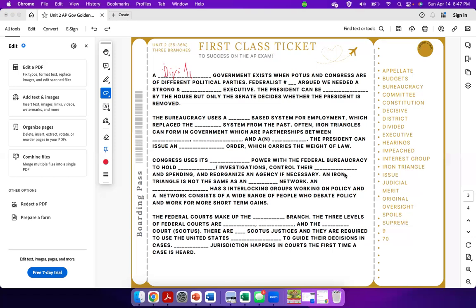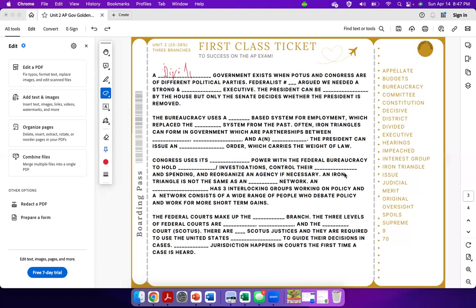Okay. So again, oversight power means that Congress sets the budget. Think of Congress as your manager at work. If they're unhappy with the way you're doing something, they might call you in and meet with you about it. And that's an oversight function. Congress holds that. So if Congress doesn't think the president's doing their job, they can call them in and make them answer some questions. Same thing with members of the bureaucracy, secretary of this, secretary of that, and so on. So Congress uses its oversight power with the federal bureaucracy to hold hearings, control their budget and spending, and reorganize an agency if necessary.